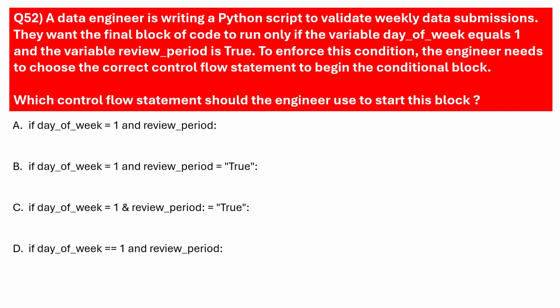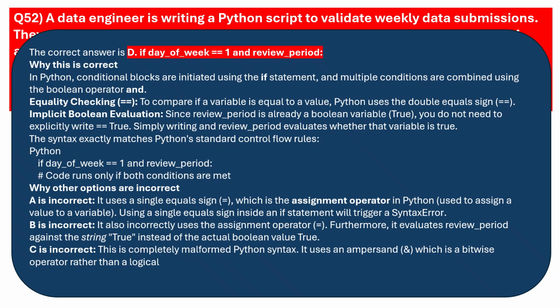A. if day_of_week = 1 and review_period. B. if day_of_week = 1 and review_period = true. C. if day_of_week == 1 and review_period == true. D. if day_week == 1 and review_period. The correct answer is D. if day_week == 1 and review_period.